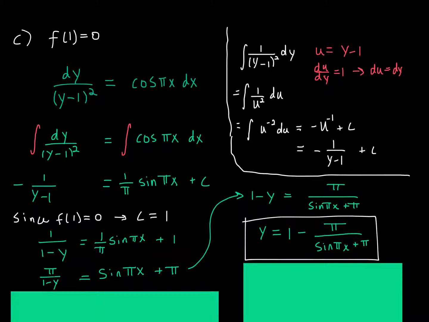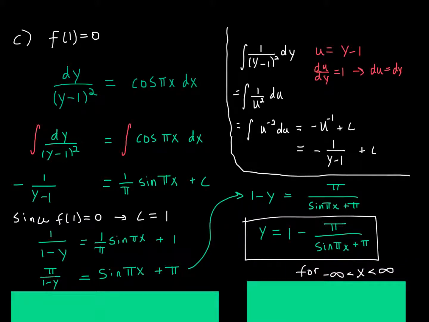One thing that I want to note is where this is valid, and this is actually going to be valid for all x values between negative infinity and positive infinity. You can check by looking both at your particular solution and the derivative that it will be defined for all those values. Here's the way the scoring worked out.